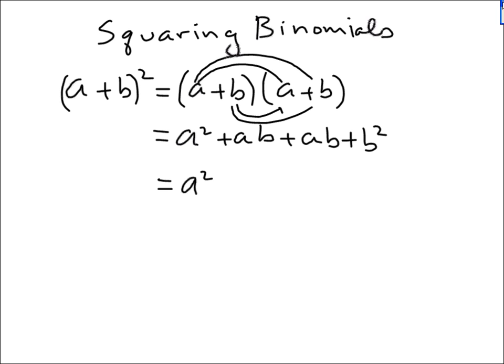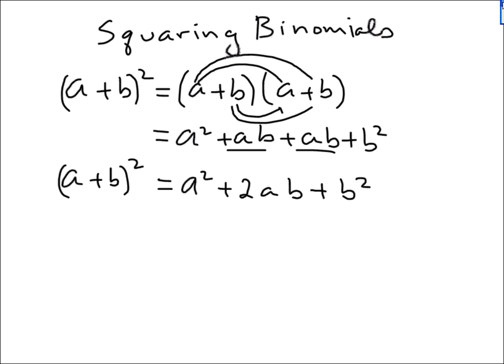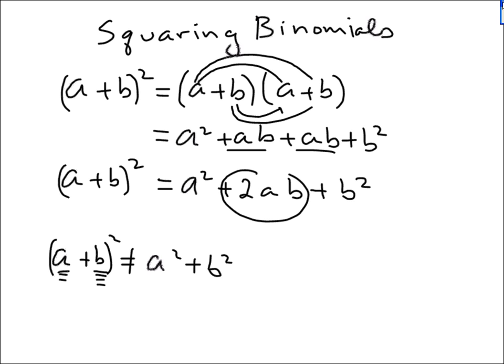So you get a squared. You add the same thing to itself twice, so you get two of them, 2ab, plus b squared. A plus b squared is equal to a squared plus 2ab plus b squared. A plus b squared is not a squared plus b squared. It's not. You have this middle term.